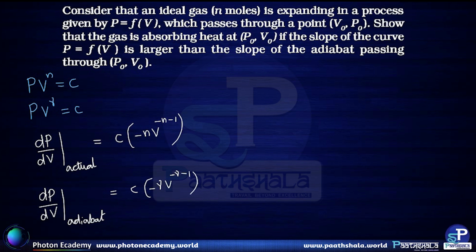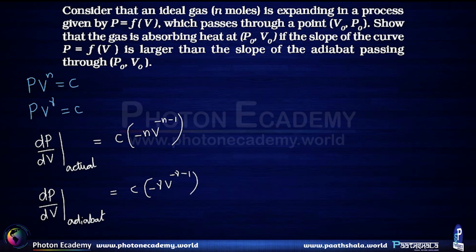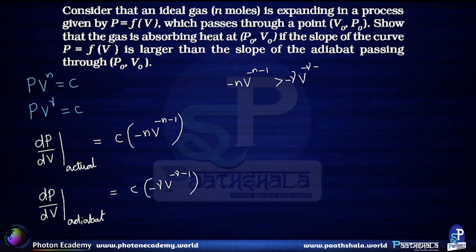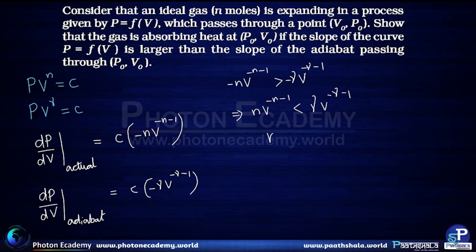If the slope of the actual curve is larger at the point V0 than the slope of the adiabatic, we can say −n V^(−n−1) is greater than −γ V^(−γ−1). So from this, n V^(−n−1) is less than γ V^(−γ−1). This case is only possible when n is less than γ.